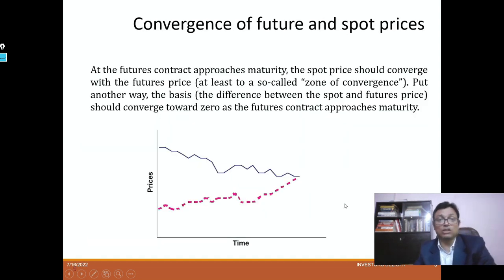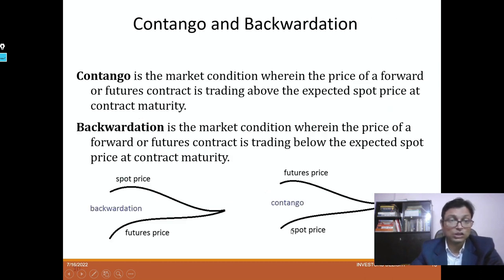And coming to the convergence of future and spot prices, we will see here that initially the prices will be different, future prices will be higher and the spot prices will be lower, but as the time progresses, the two prices converge, and they converge at a particular point, that is called the zone of convergence. Further to this convergence, we have two kinds of markets. One is contango market, one is backwardation market.